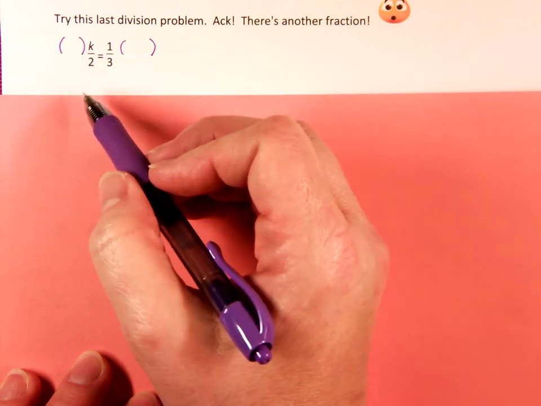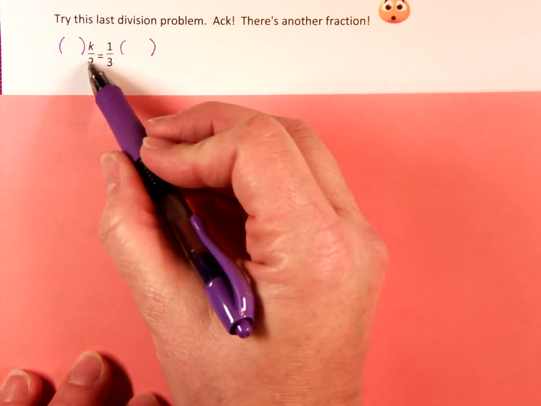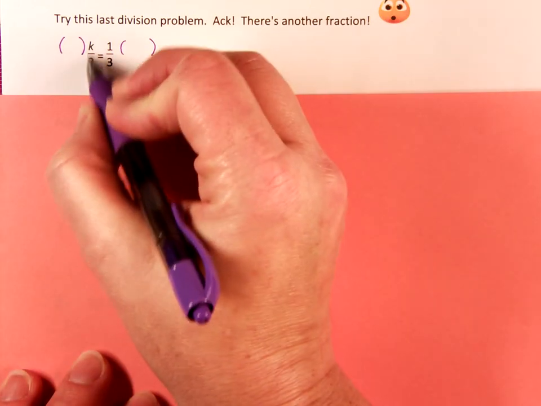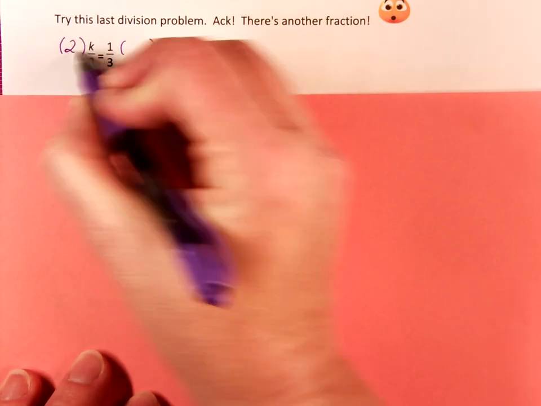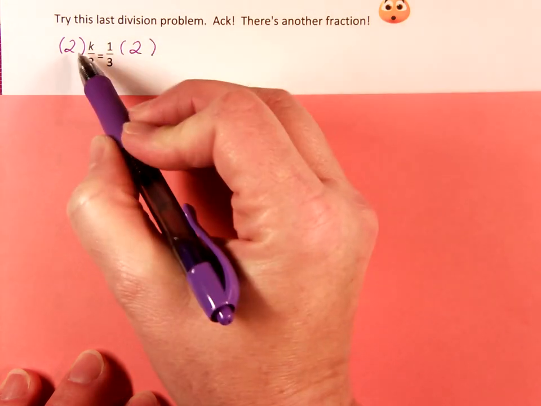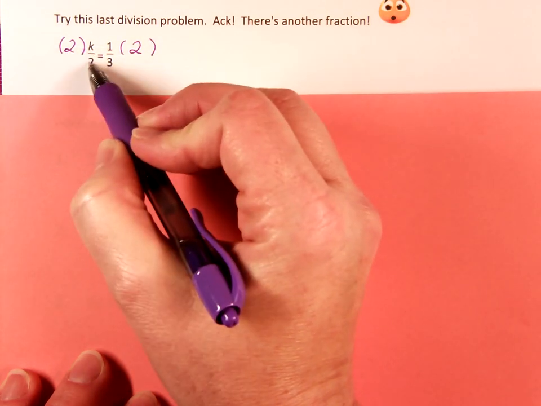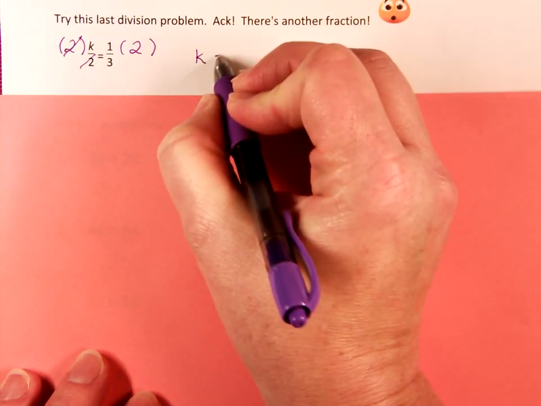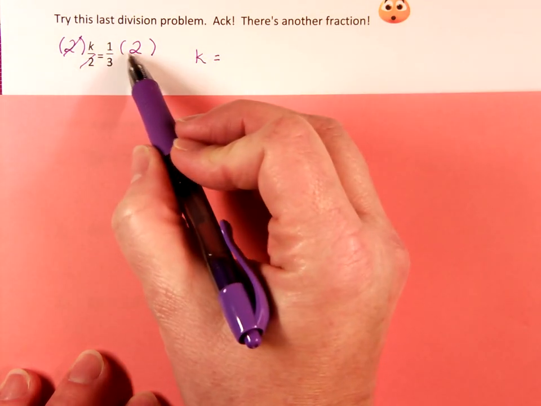So choose a number. In this case, you're going to have 3 numbers to pick from. 2, 1, or 3. That's right. You're going to choose 2. It's the number closest to the variable. And the reason we pick it is because it lets us cancel. 2 on the top with the 2 on the bottom, those can cancel. I'm left with K equals, and then this is back to multiplication of fractions.